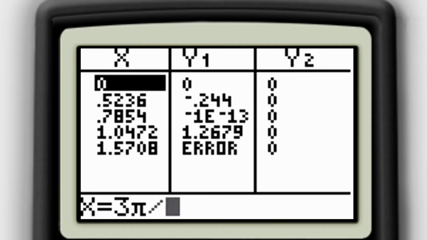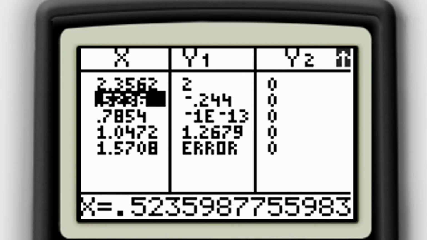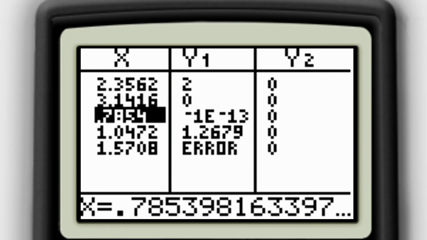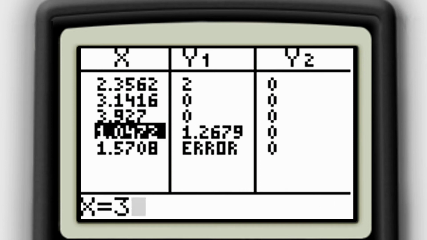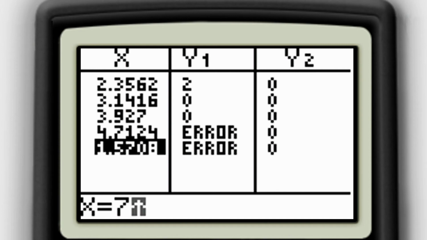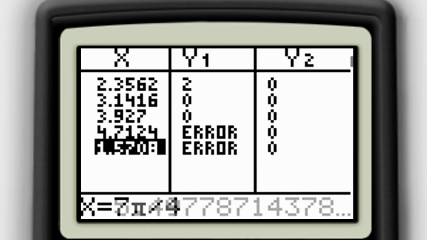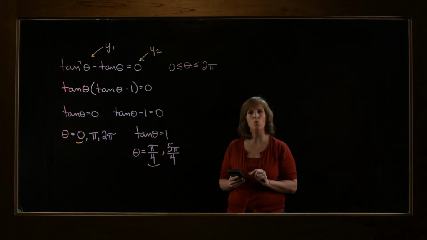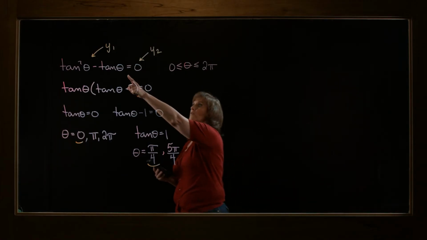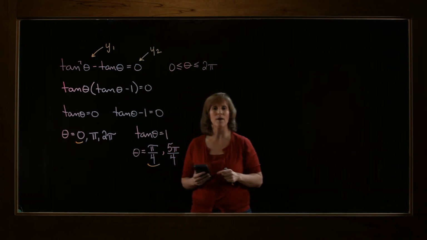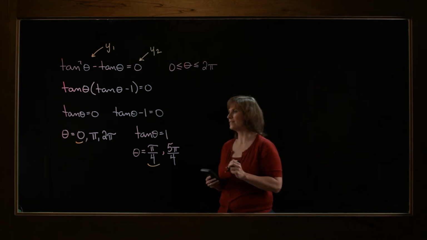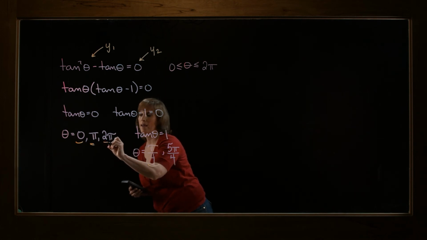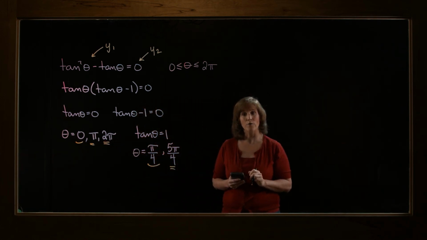So let's try 3 pi over 4, and we'll try pi, and how about 5 pi over 4, and 3 pi over 2, and 7 pi over 4, and 2 pi. And again, we're looking for the columns that represent the left and the right-hand side of my equation to give me the same number. And if you look through your list, you'll notice that they're the same at pi, at 2 pi, and at 5 pi over 4.